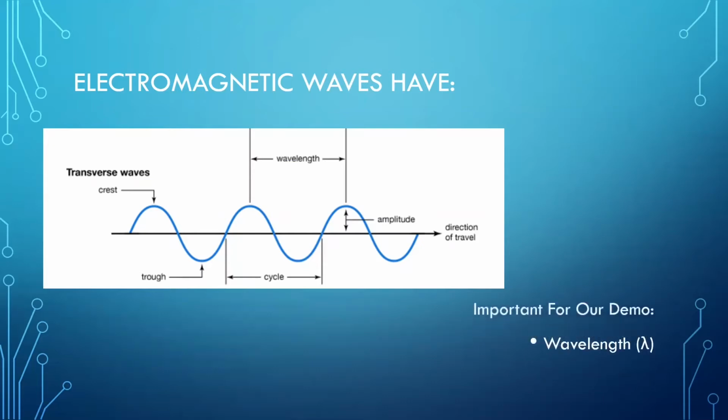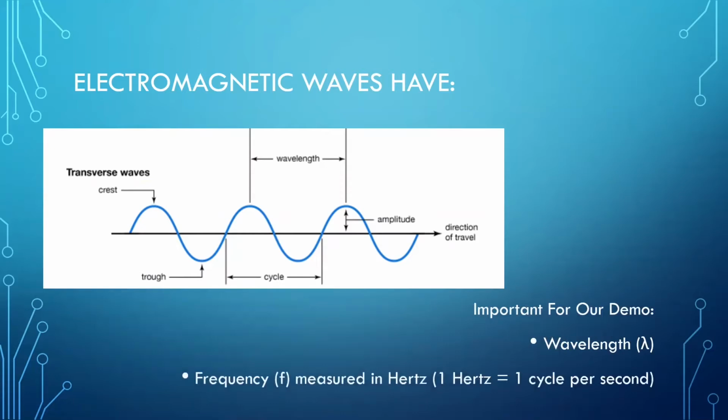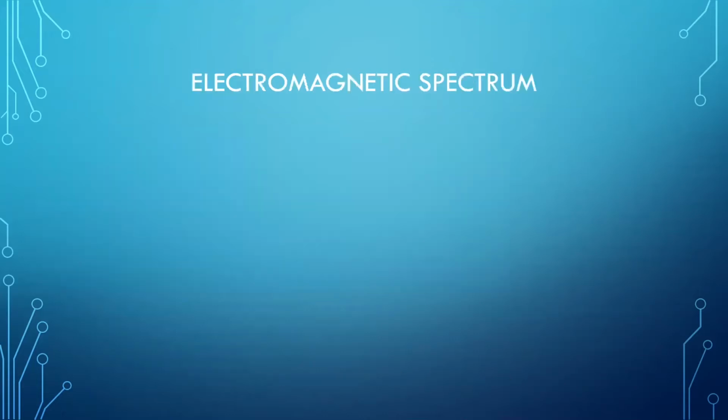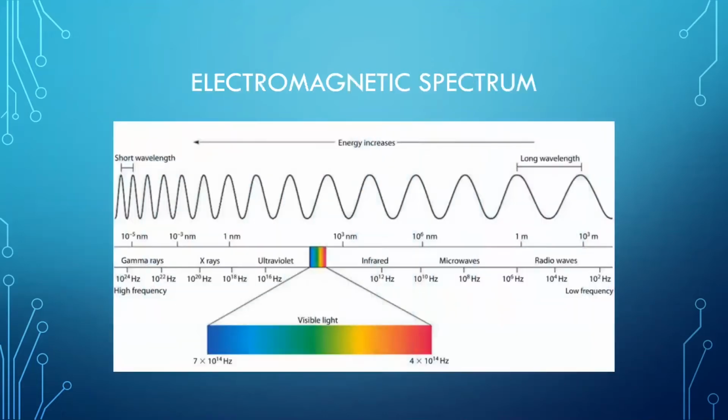And today, the two main properties that we are going to focus on that are very important for us are wavelength, which is measured by the Greek letter lambda, and frequency, f, which is measured in hertz, and 1 hertz is a cycle per second.